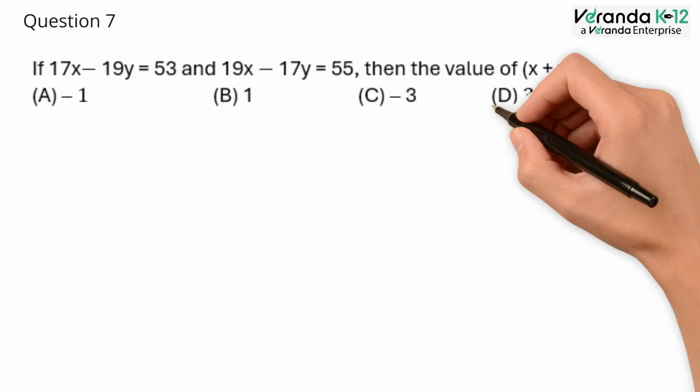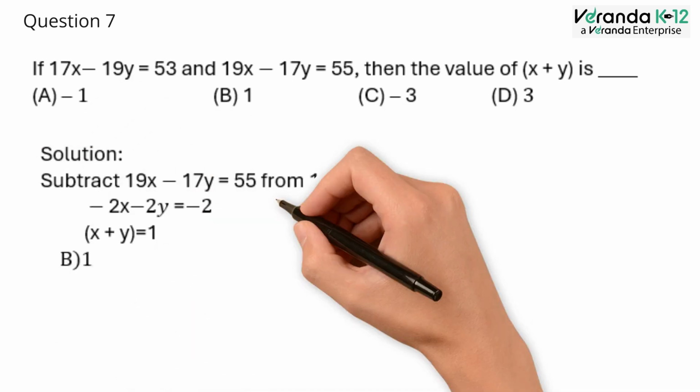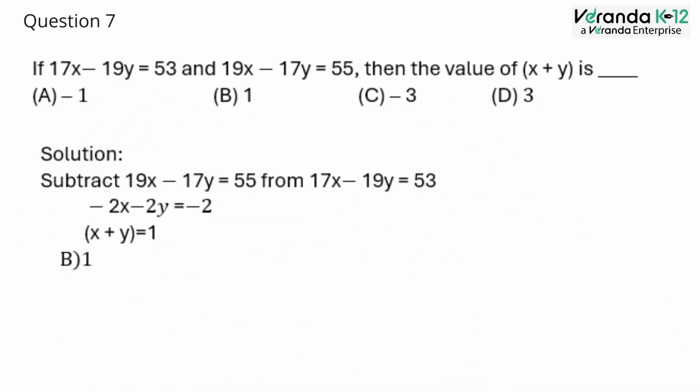If 17x minus 19y is equal to 53, 19x minus 17y is equal to 55, then the value of x plus y is, so if we subtract 19x minus 17y equal to 55 from 17x minus 19y equal to 53, we get minus 2x minus 2y is equal to minus 2, or x plus y equal to 1. Option is B.